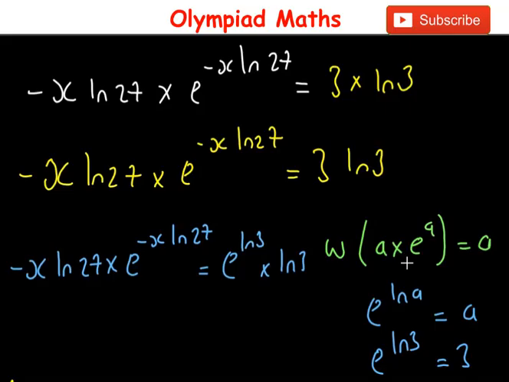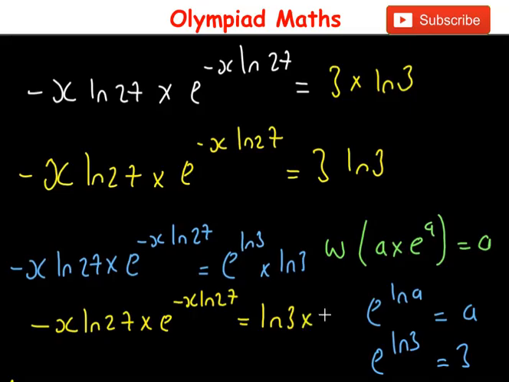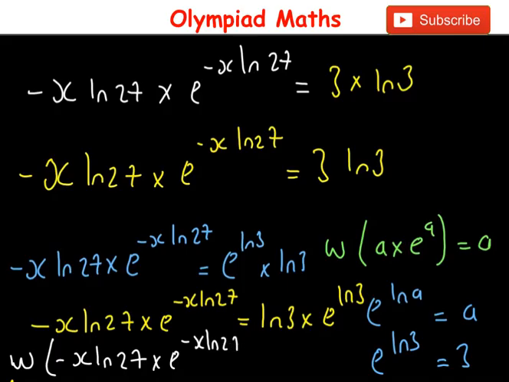And looking at the Lambert W function, e is in the second place. So move this e to stay in the second place. So this then becomes minus x times ln 27 times e raised to power minus x ln 27, and this equals ln 3 times e raised to power ln 3. Okay, so with this, we can then apply the Lambert W function to the equation. So we have W of minus x times ln 27 times e raised to power minus x ln 27, and this equals W of ln 3 times e raised to power ln 3.